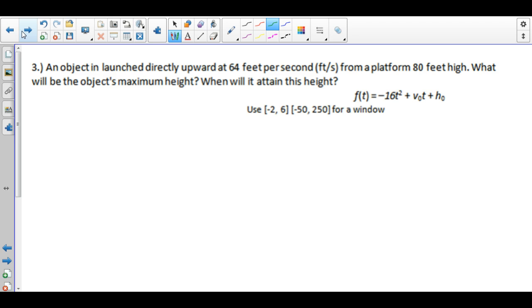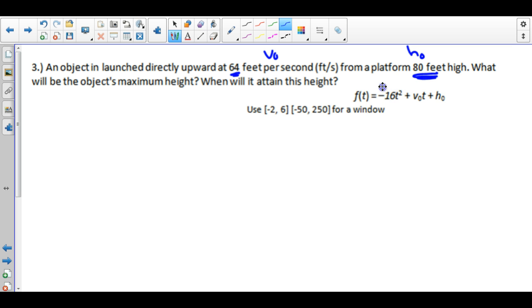Next one, so now we have the vertical motion model. An object is launched directly upward at 64 feet per second, so that's going to be the starting velocity, which we're going to call v0, and it's from a platform that is 80 feet high. So this object is already 80 feet off the ground, and we want to know what the maximum height will be and when it'll attain the height.